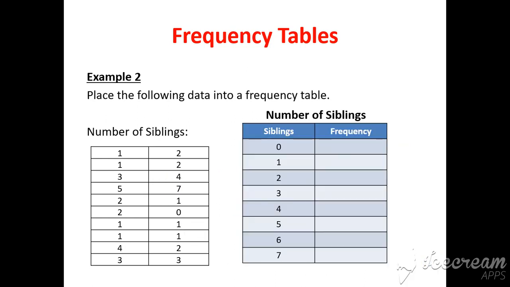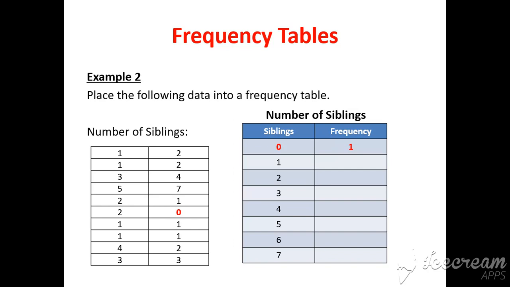All right, here's the frequency table. I've got siblings down the left-hand column from 0 through to 7. And I've got my frequency column, how many, in the right hand. I don't have a tally column. I don't always need it. Sometimes it's useful if there's a lot of data to keep track. Sometimes you might not want one.